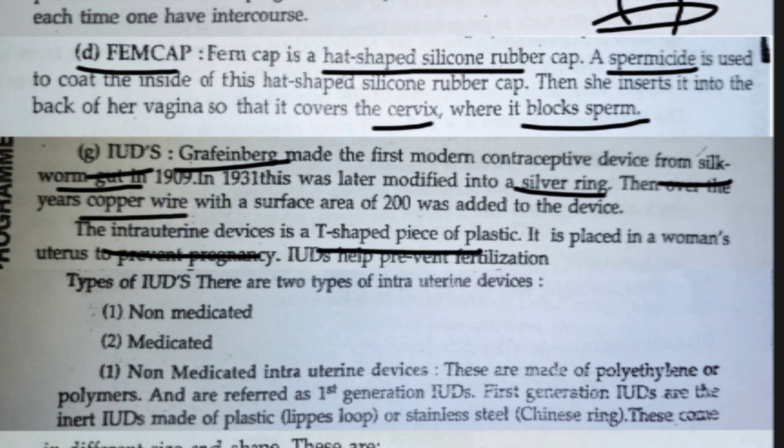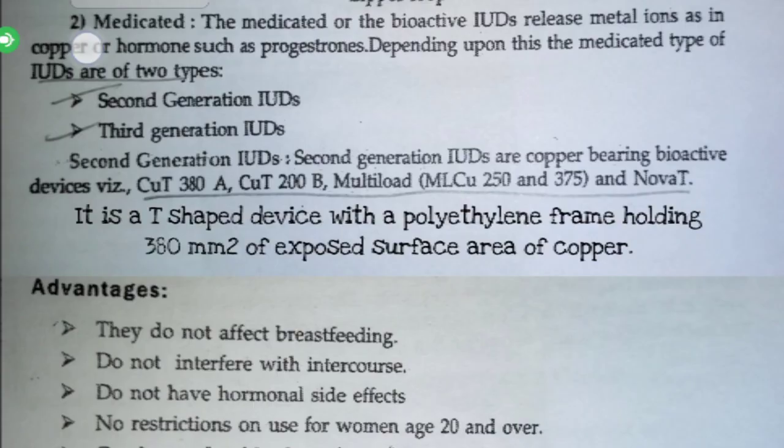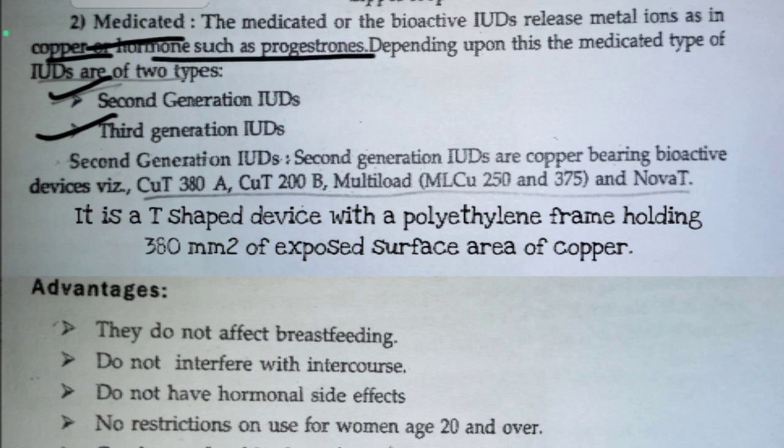These IUDs have two types: non-medicated and medicated. The non-medicated IUDs are first generation IUDs, which are just made up of plastics, and they are available in different shapes and sizes like Lippes loop, springs, coins and rings. In non-medicated we find the first generation IUDs. In medicated we have second and third generation IUDs. In medicated, along with the copper wire, we have hormones like progesterone present in it. In non-medicated, there is no hormone present in it.